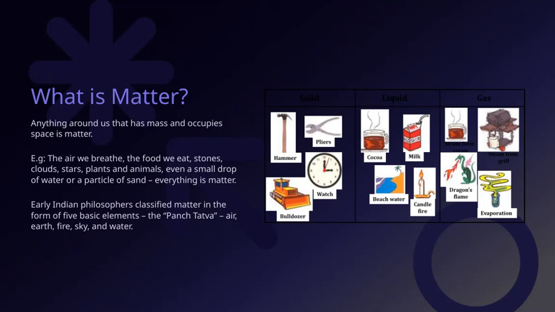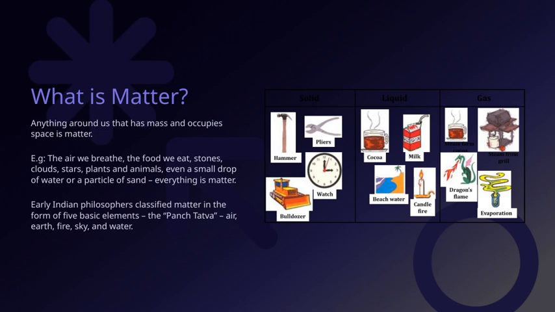So, what exactly is matter? Well, anything around us that has mass and takes up space is considered matter. For example, the air we breathe, the food we eat, stones, clouds, stars, plants, and animals, even something as small as a drop of water or a tiny grain of sand. Everything you see and touch falls into this category.